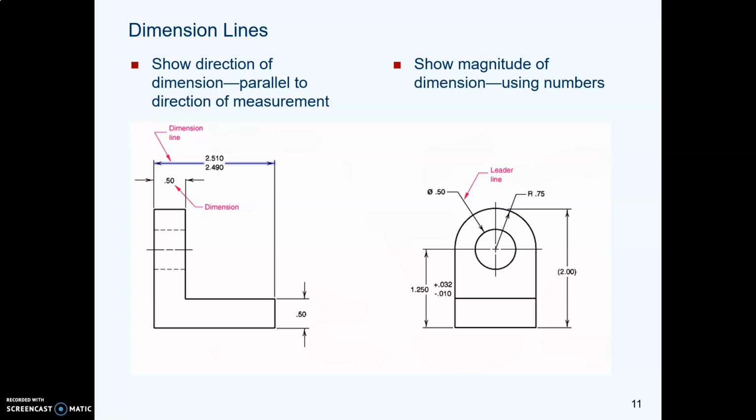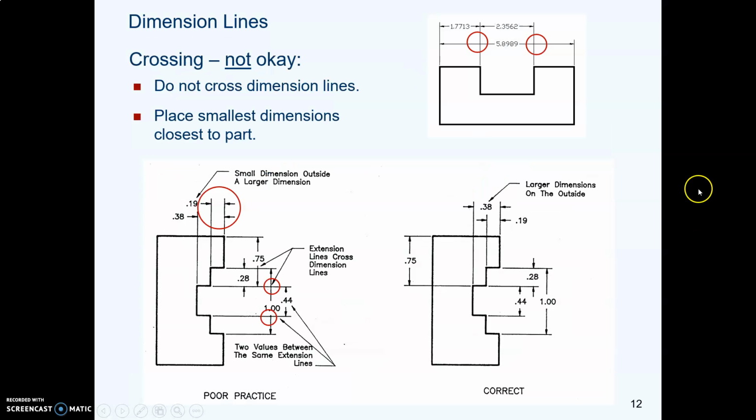All right, now let's look at the other kind of line, the dimension lines, where crossing is not okay. Dimension lines are the ones with the arrows on them. So there's text, there's an arrow, that's a dimension line. Not okay to cross them. So for example, this part up at the top has dimension lines that are crossed by other lines, extension lines running through dimension lines. Not good.